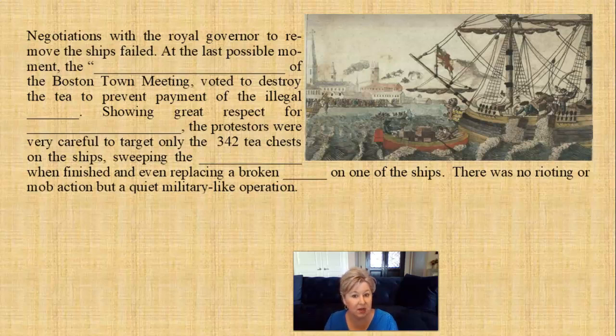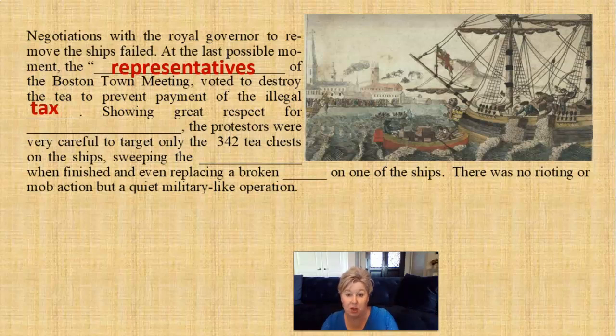So negotiations begin. Leadership from Boston is negotiating with Governor Hutchinson, and things are really not going anywhere. I mean, up until the last day, you guys, they were sending emissaries and trying to negotiate with him to allow those ships to leave the harbor. And finally, the last negotiation failed at the last possible moment. They exhausted all of their options. And the representatives of the Boston town meeting now vote to destroy that tea to prevent payment of the illegal tax.